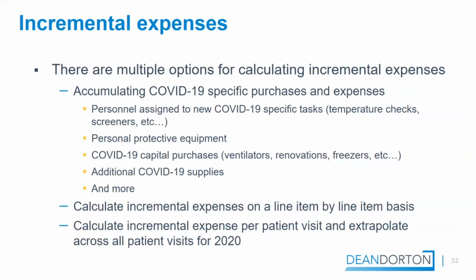The second way to do it is to calculate incremental expenses on a line item by line item basis. You could go through each of your expense categories within your GL and determine where are incremental expenses that are COVID related. And the final version in my mind is to calculate your incremental expense per patient visit and extrapolate that across all patient visits for 2020, which is the approach I'm going to show you now.